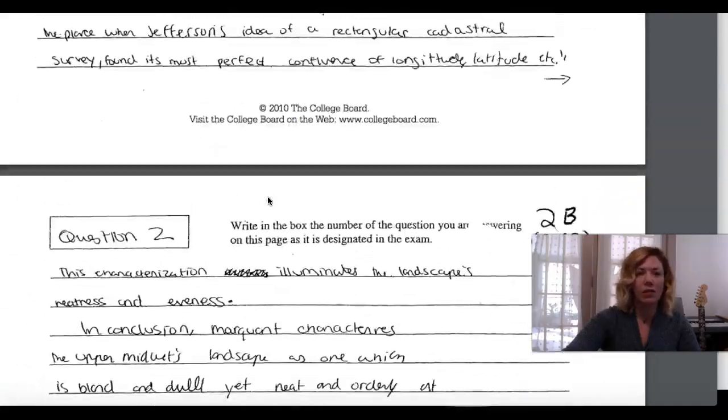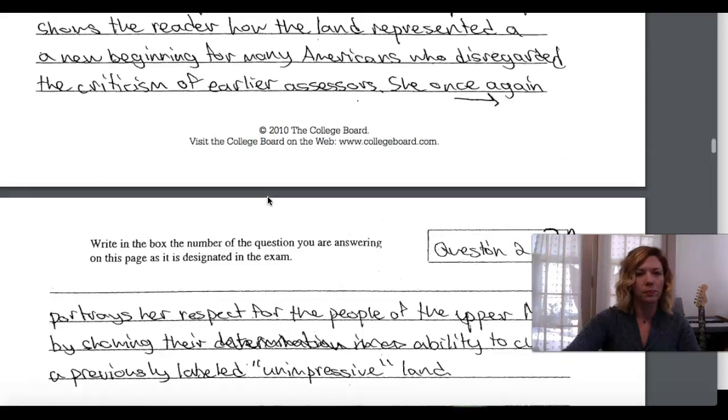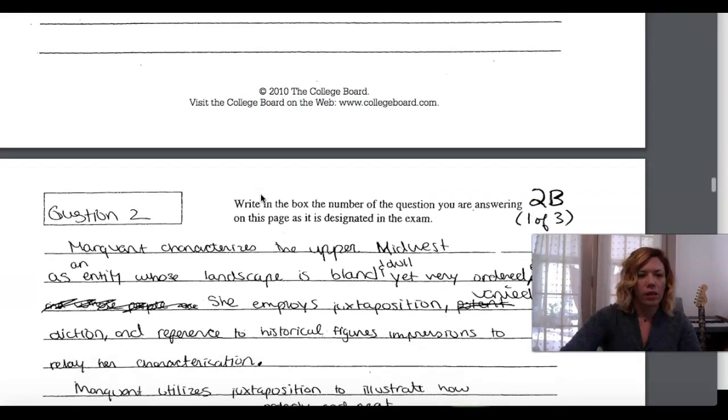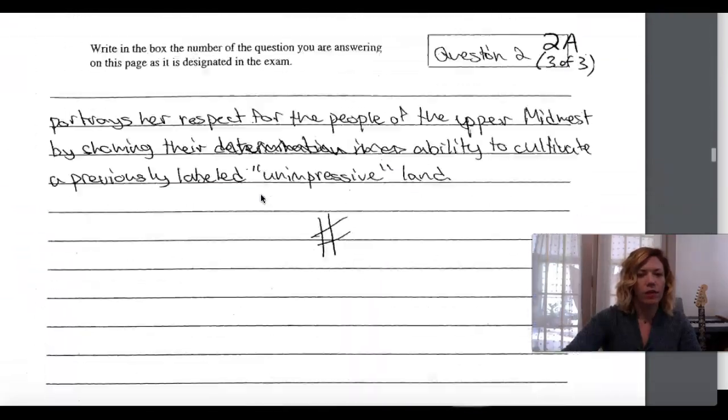So let's look at our second student example. So you need to scroll back up or follow along with me. Just make sure I'm in the right spot. Okay.